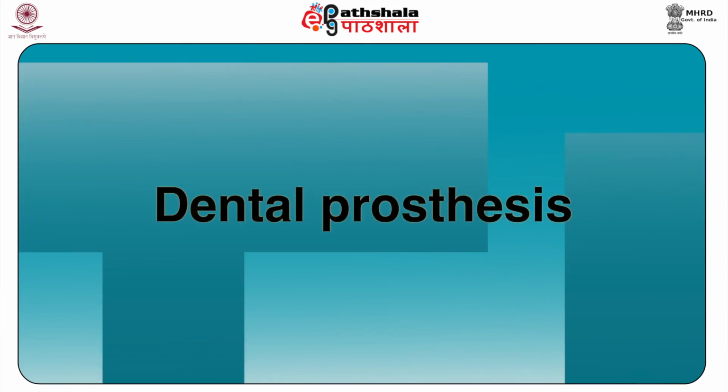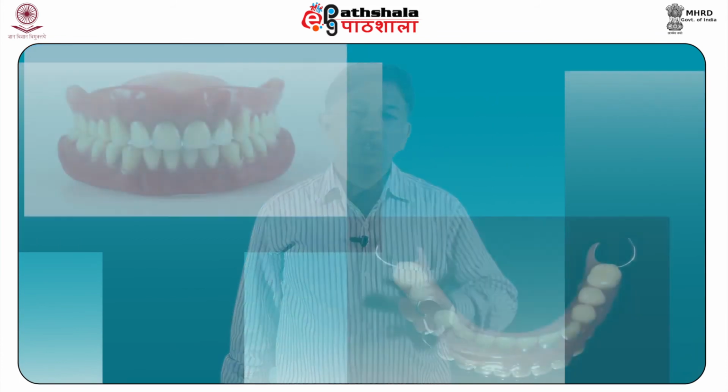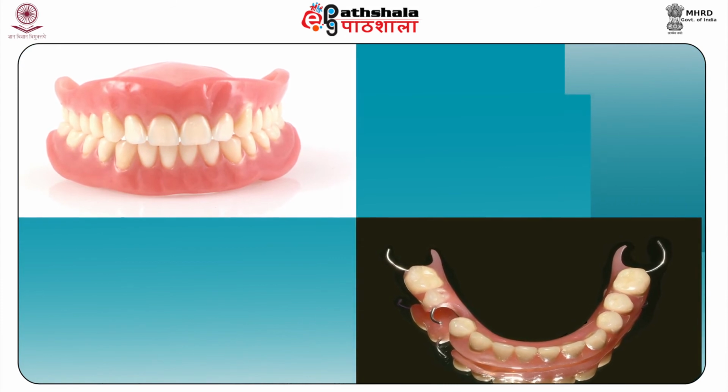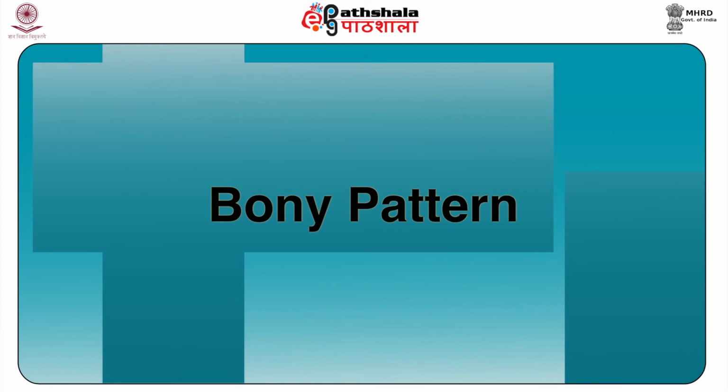The next factor is the dental prosthesis. Like a full denture, removable partial dentures, the bridge, and orthodontic appliances, they are very helpful if known. So these are a few of the figures that show various kinds of dental prosthesis. The next factor is the bony pattern.